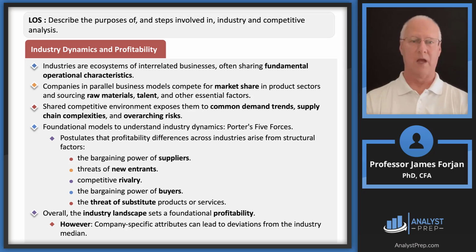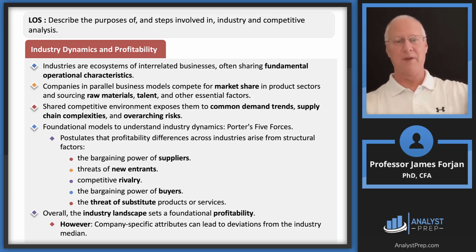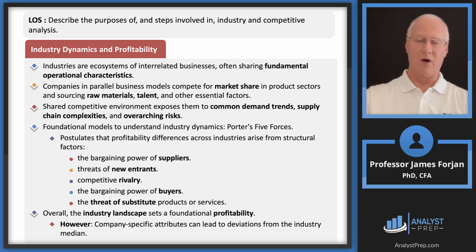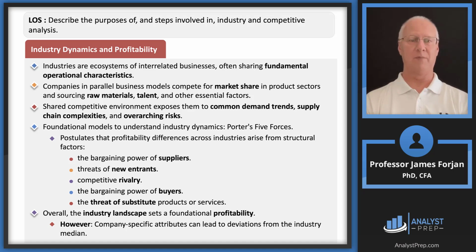Those of you who have access to the Bloomberg terminal, just type in a company like Apple or Amazon, and then go to the supply chain function, and you'll see the company in the middle, and you'll see all the companies over here on this side of the supply chain, all of them over here on this side of the supply chain. And so that gives you a sense of common demand trends, supply chain complexities, overarching risks. The environment exposes them, that competitive environment.